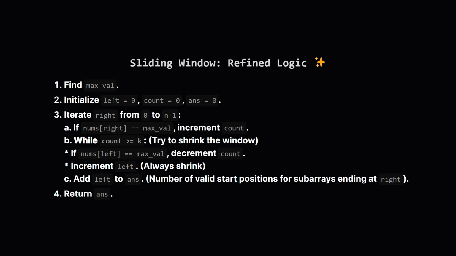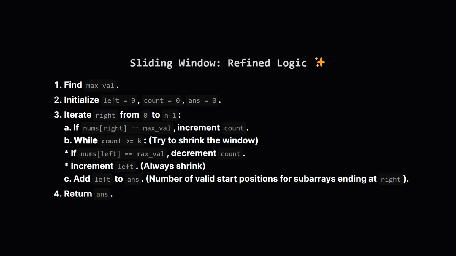After this shrinking process finishes, meaning the window left to right now has less than k occurrences of max_val, the current value of left tells us something important. It tells us the number of valid starting positions, from index 0 up to left - 1, that we could have used with the current right endpoint to form a valid subarray. Why? Because all those starting positions were outside the minimal window we just found.